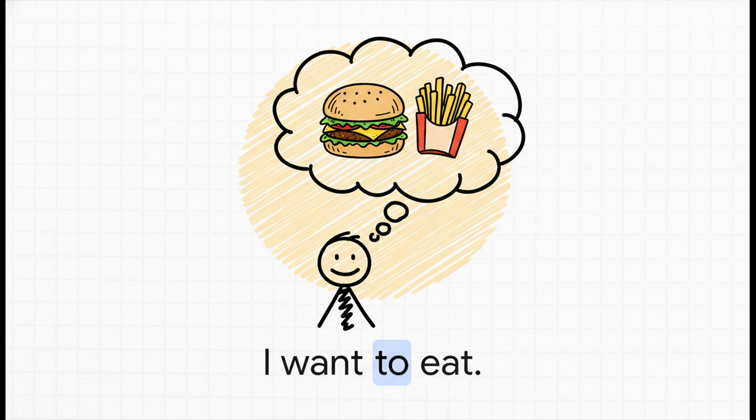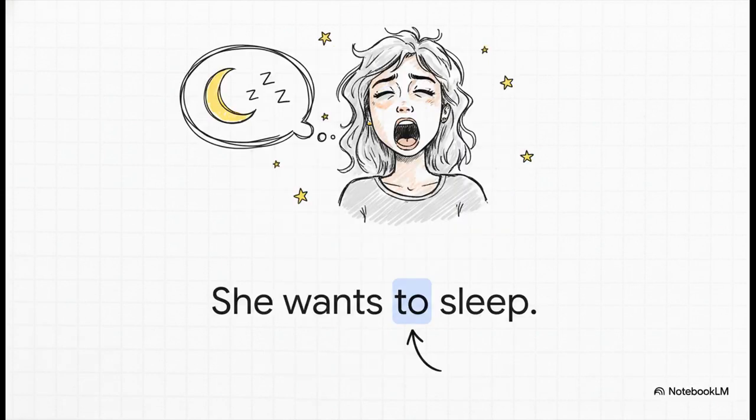"I want to eat." You see it? We have our person, "I," followed by "want," and then the key part, "to eat." Simple. Here's another one for you. "She wants to sleep." Now, you see that little S on the end of "wants"? Well, that's just because we're talking about "she." But look closely. The main rule doesn't change at all. It's still "wants to sleep." That "to" is always our connection.